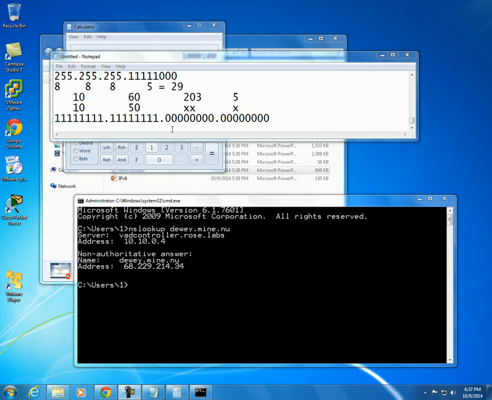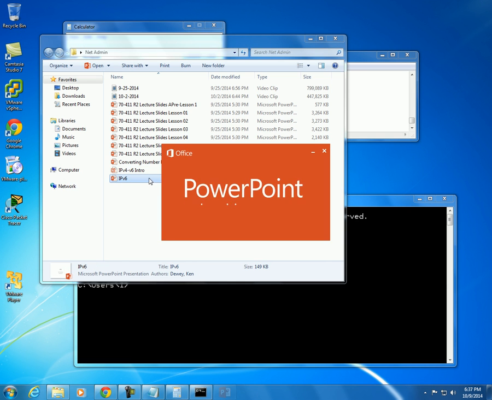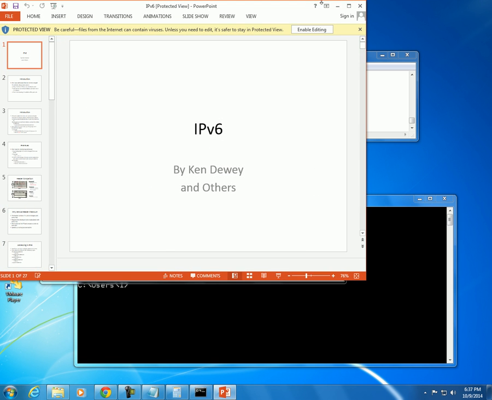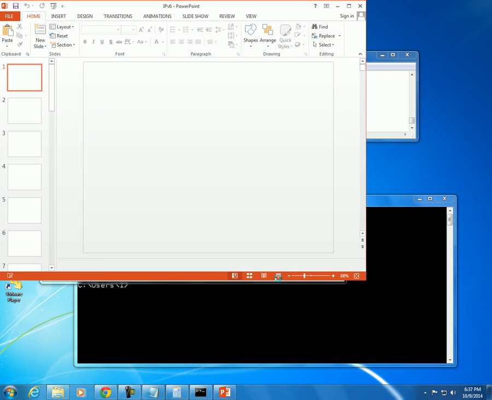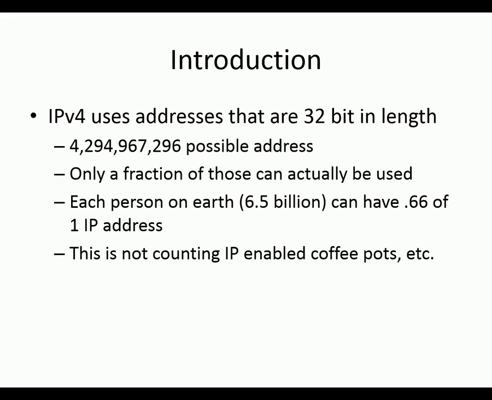Because I learned that the slides for IPv6 suck. So I made my own. I actually made them a couple years ago. I took a bunch of stuff from a lot of different books and others. Made something that was halfway usable.